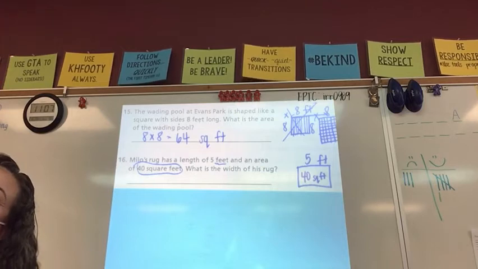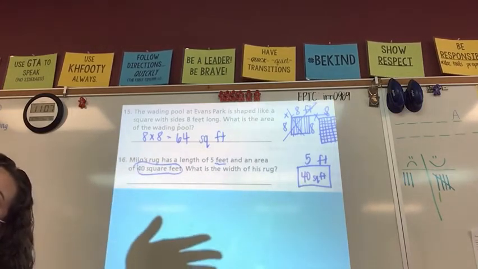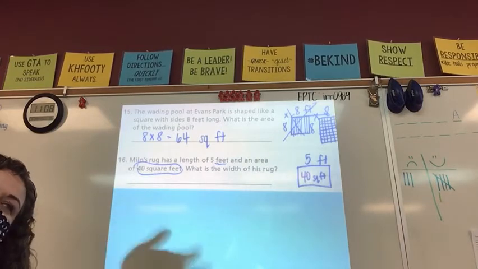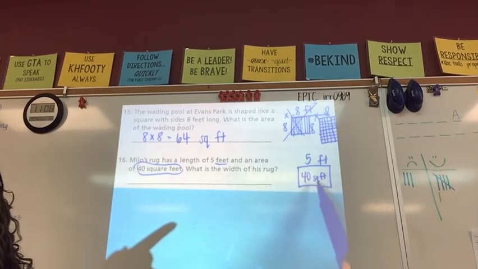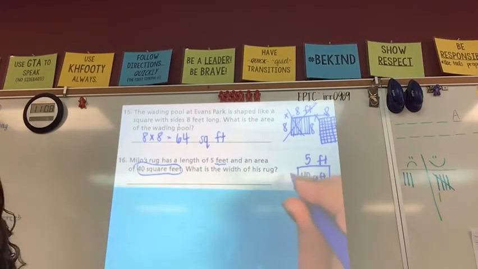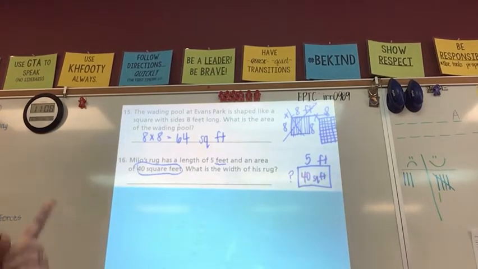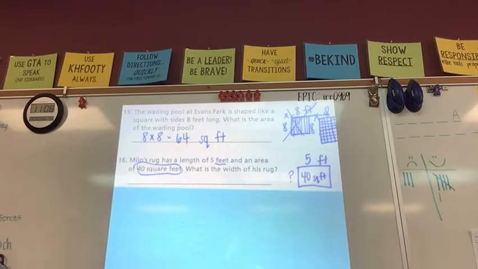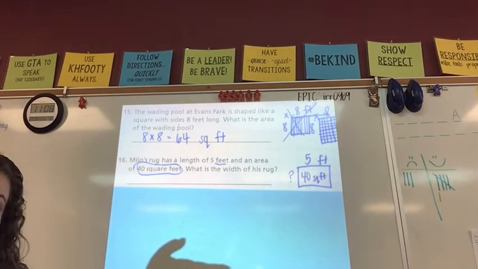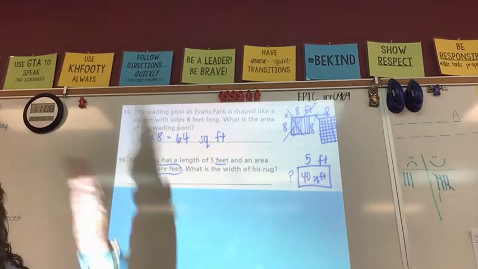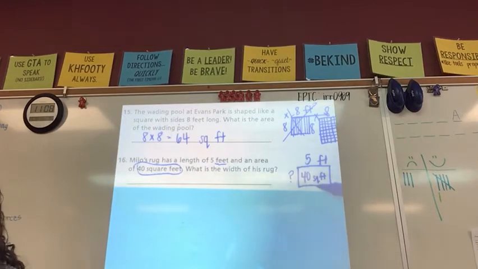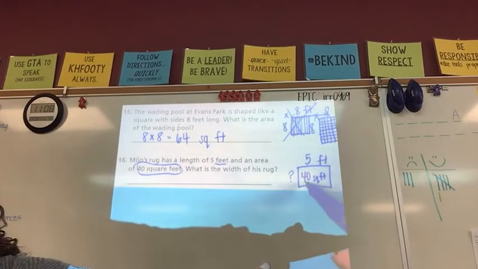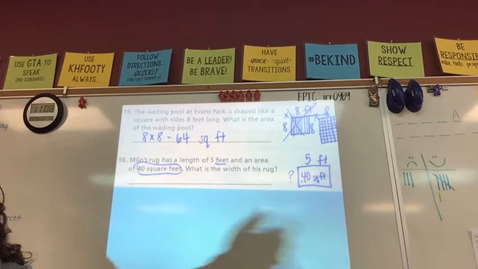Now we have that little saying: area is the space inside, and for the space inside we multiply. But we already have the space inside. So to find a side, you must divide. Can you say that for me? To find a side, you must divide. It's just like flipping our equation with our inverse equations. Something times 5 gives me 40. So if I've got to find one of those factors, I've got to flip that and divide. 40 divided by 5 will tell me that other side.